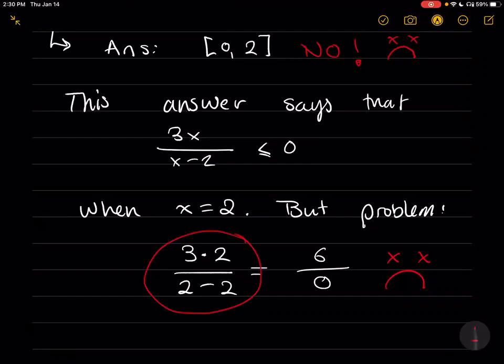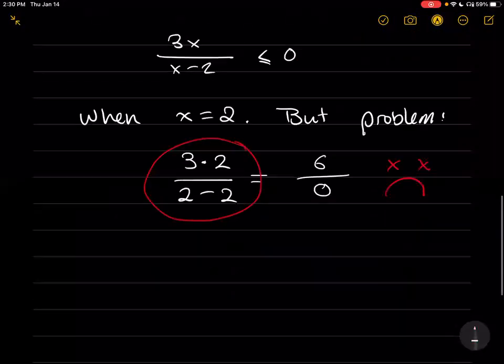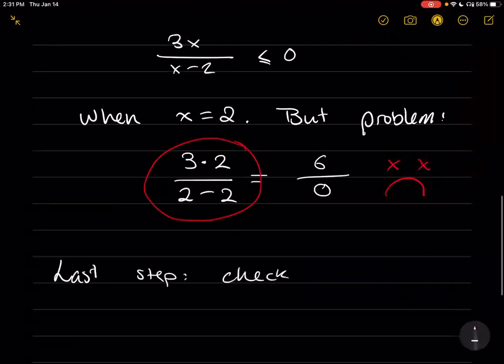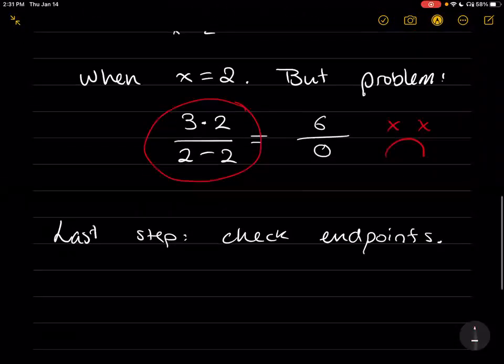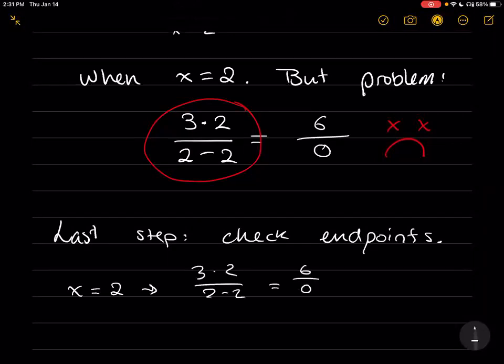And so when you're looking at rational inequalities, there is one last step if it is a greater than or equal to or less than or equal to. The last step is check the endpoints. Again, you don't have to do this if it's a strict inequality. And so for this, if we've got x equals 2, we already kind of looked at that, right? You get 3 times 2 over 2 minus 2, 6 over 0. That's bad. So 2 is not included.